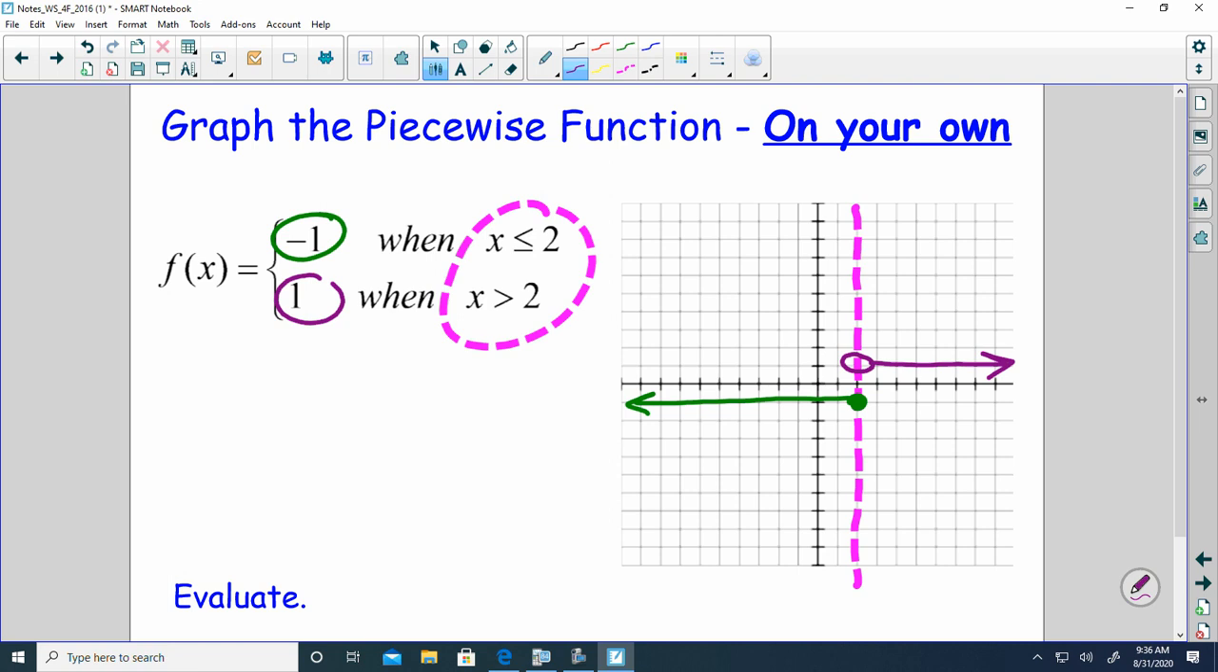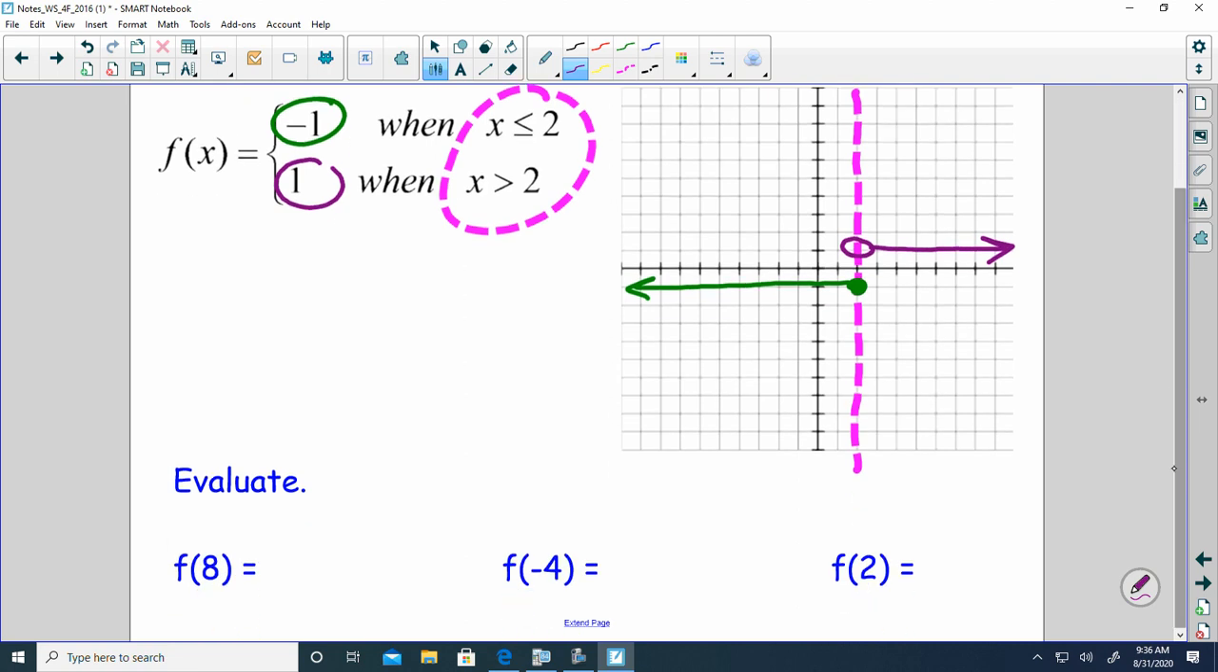So again, we have these two horizontal lines. And again, I'm happy to go over this in class when you come during the week. All right, so f at 8. Well, that falls into this parameter. So what is my y value there? It's just 1.